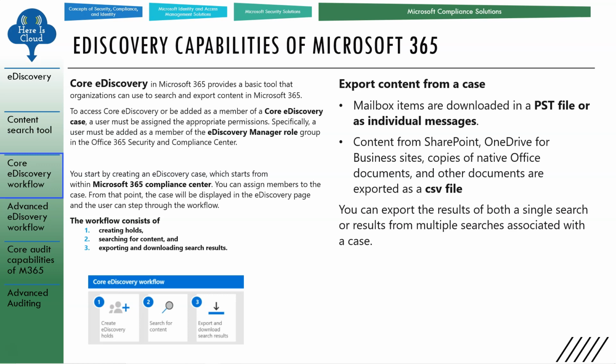Content from SharePoint, OneDrive, or business sites, etc. could be downloaded as a CSV file. You can export the result of both a single search or results from multiple searches associated with the case. That is where you export it. So these are the three steps: hold, search, and export.